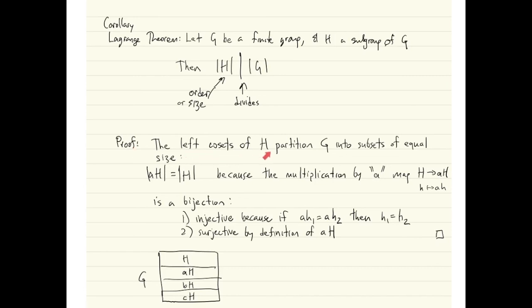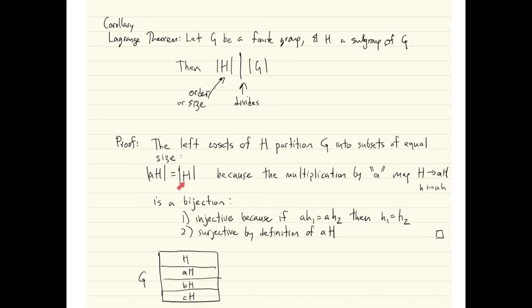The left cosets of H partition G into subsets of equal size. Here's a schematic picture down here. And because these all have equal size, we just immediately see that the size of H has to divide the size of G. In this picture, the size of H times 4 would equal the size of G. Just to give some more details, the left cosets of H have equal size.